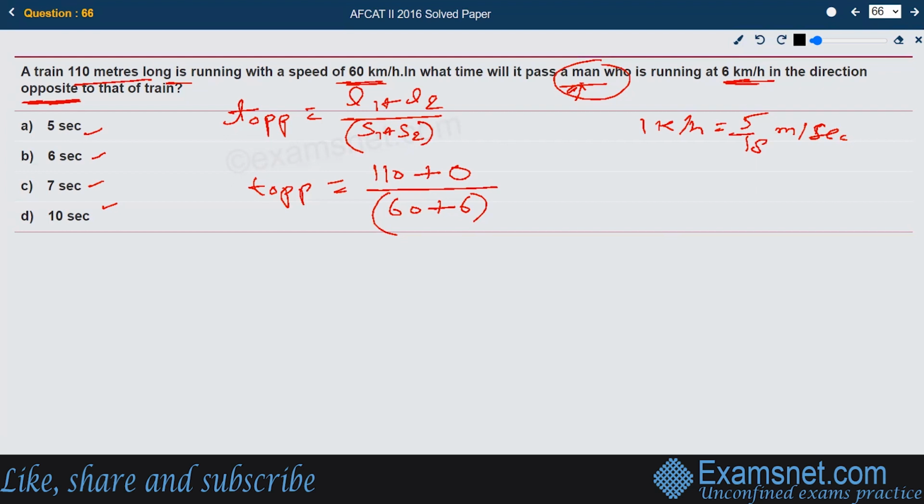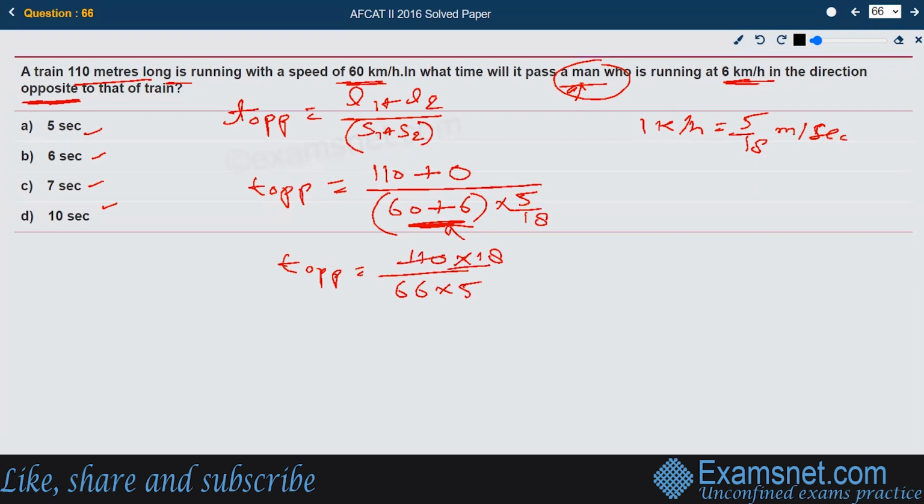Okay, for that we need to convert this 60 plus 6 into meter per second. For that we'll have a conversion factor 5 by 18 multiplied to the sum, which will give me the value in meter per second. So now the opposite time, in seconds, is going to be 110 divided by, this is 66. Let me keep the 5 here. Let me take the 18 in the numerator side. This is my final expression.